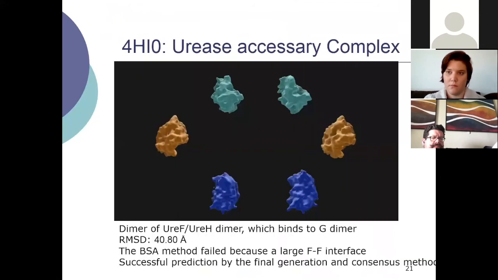Okay, there was a movie also. This is showing how the pieces assembled together in docking pathways that could be predicted by our methods, but since the movie seems not working, I'll skip this.